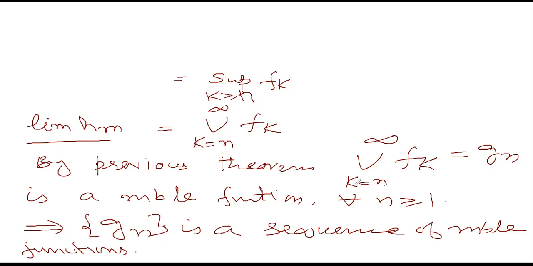G1 will be greater or equal to G2. Also, you can see this Gn is a decreasing sequence. So that means Gn is a decreasing sequence of measurable functions, and also Gn is bounded, therefore its limit exists.